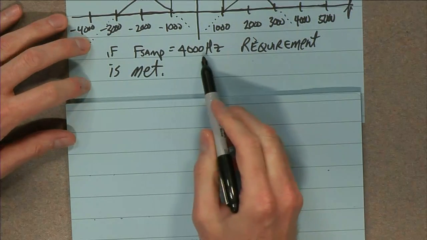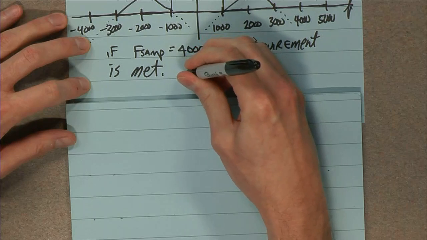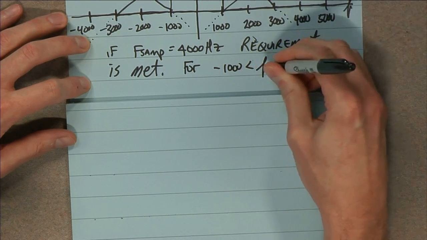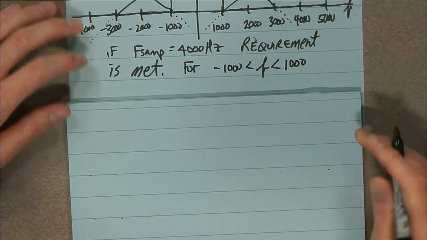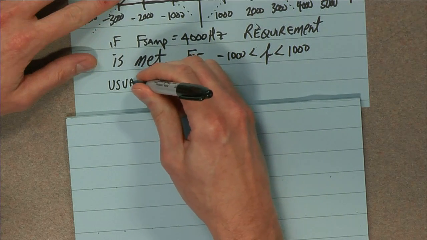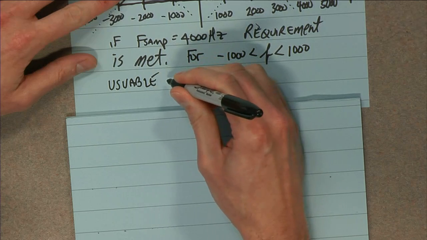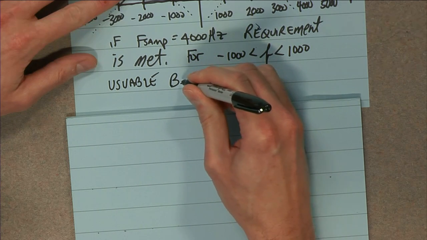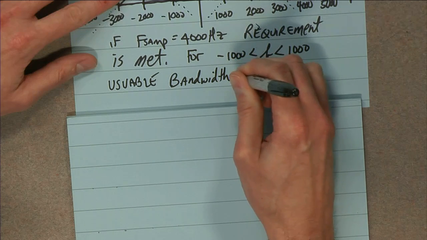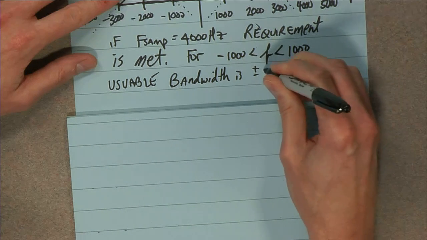So if fsamp is 4,000, the requirement is met for f in that region, and so we'd say, sometimes the word usable bandwidth, maybe I misspelled usable, bandwidth is plus and minus 1,000 hertz.